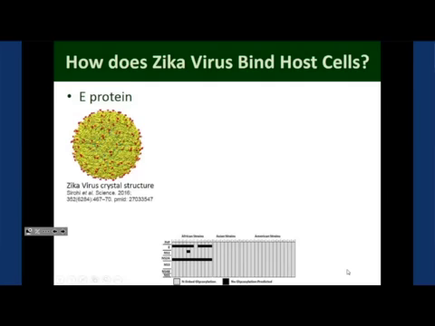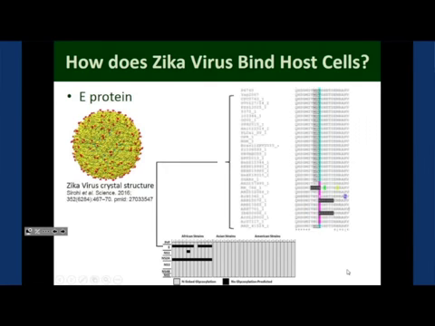So how does it bind? If you look at this, this is a crystal structure of the entire virus itself. The envelope proteins are these little pokey red things that come out of the surface and stick out a little bit. That's how it clamps on to a host cell and absorbs and infects.